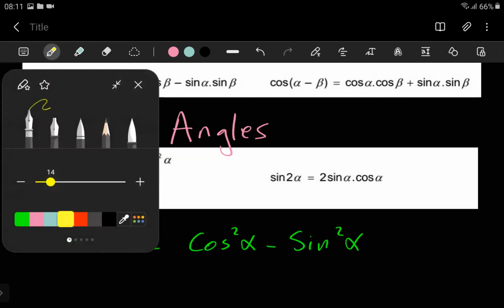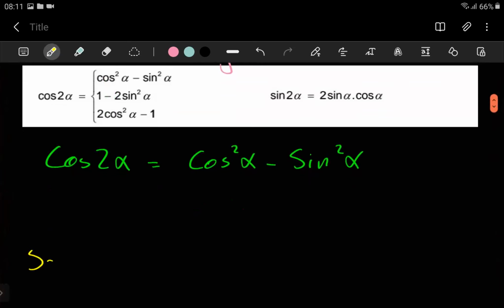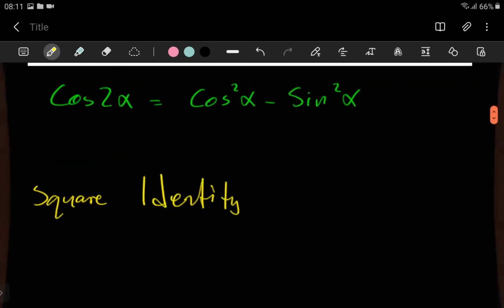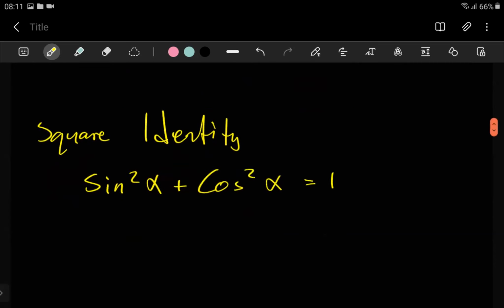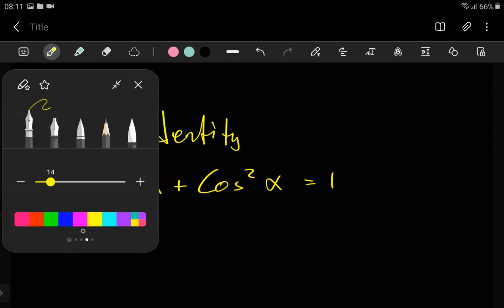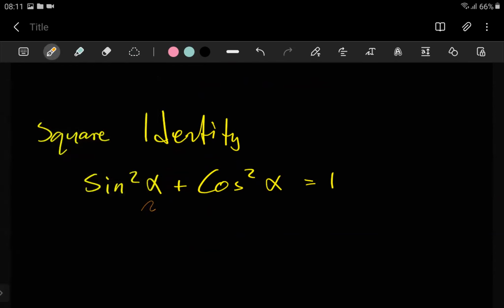So just a reminder, the square identity is this one. Let me put here square identity so that we're on the same page. The square identity is the one that says sine squared alpha plus cos squared alpha equals 1. This looks familiar, right? It does. So with that being said, remember this can be swapped around. It will still make sense. If the cos comes first and the sine comes after, it doesn't matter, just like 1 plus 2 is the same as 2 plus 1.